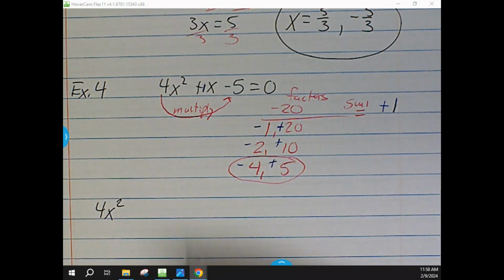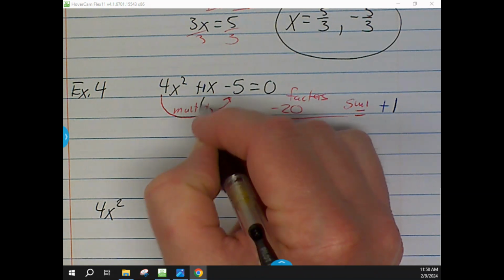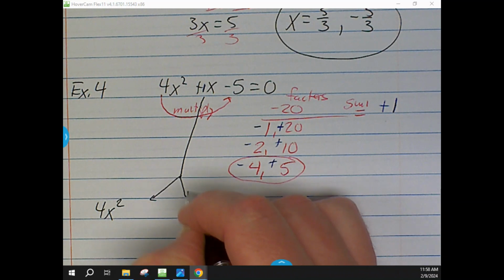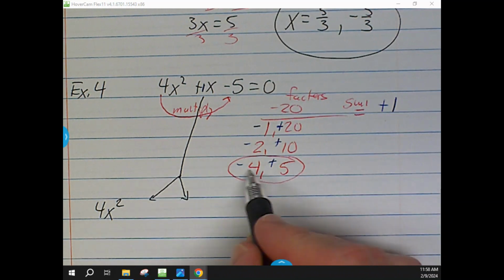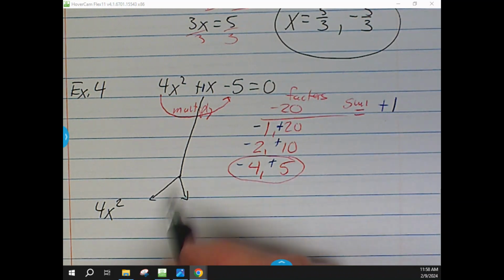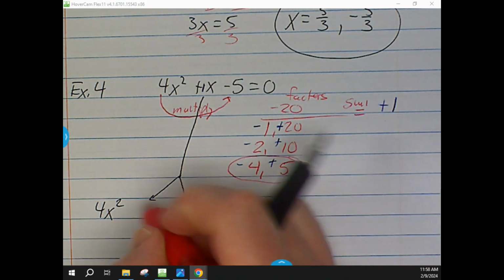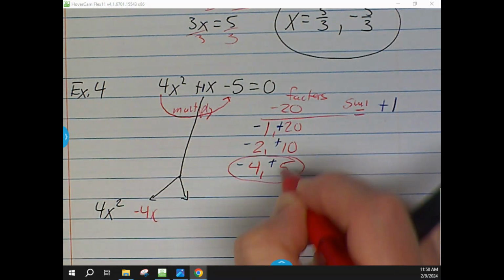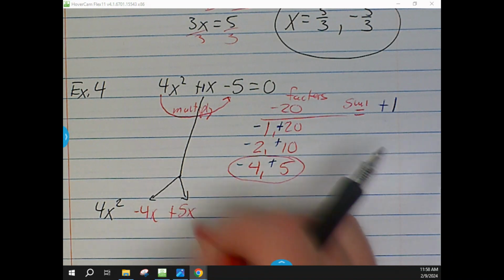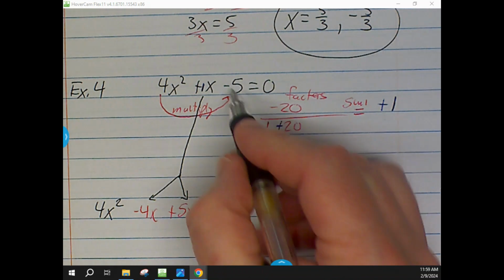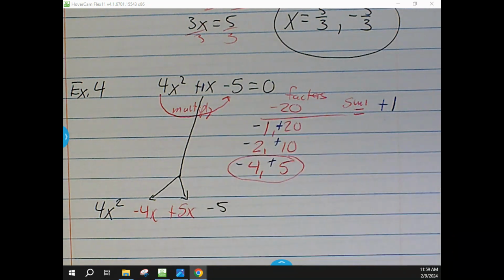Okay. And again, what we said yesterday was we're going to take this 1x that we've got here, and we're going to put in these two numbers, the negative 4x and the 5x. So we're going to take out the positive 1x. We're going to put a negative 4x and a positive 5x. And then that minus 5 was, again, still on the end there.